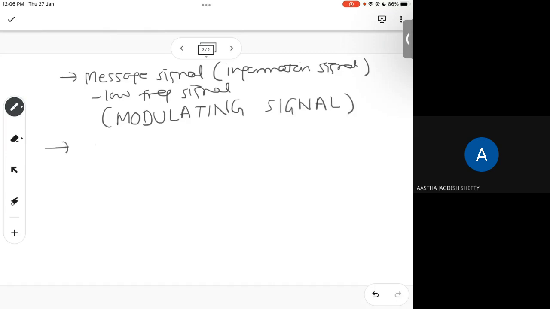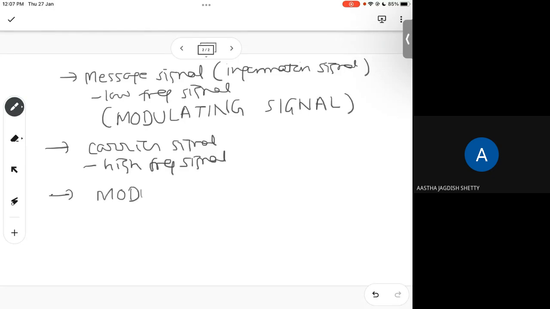Then we have a carrier signal, which is a high frequency signal. And then when it is overridden, what we get is a modulated signal. So finally, what we get is the modulated signal. It is overridden on this, and then it gives rise to this modulated signal.